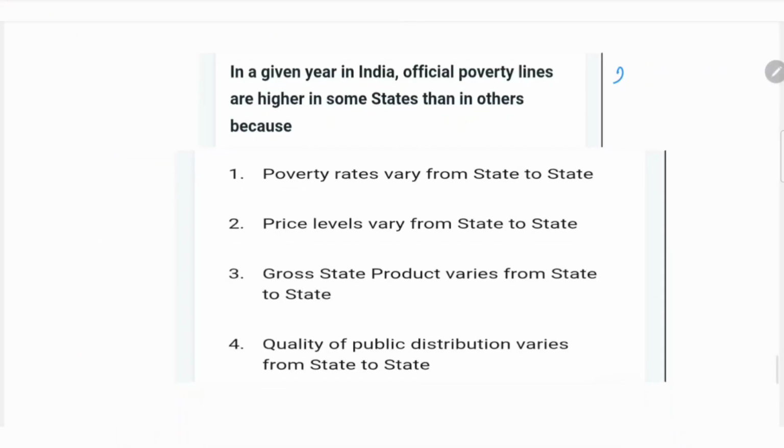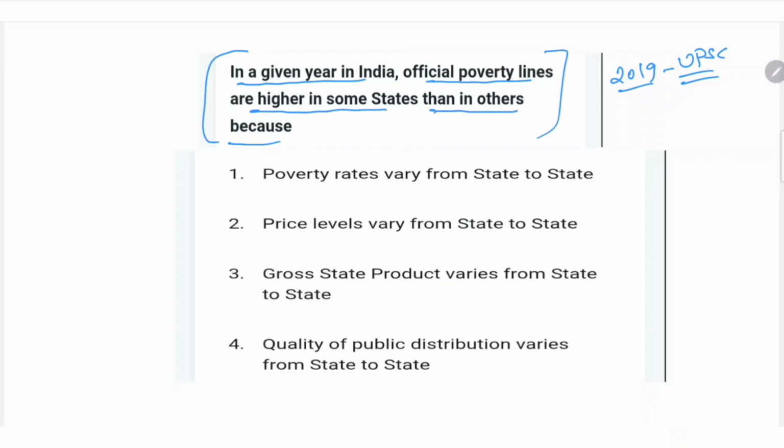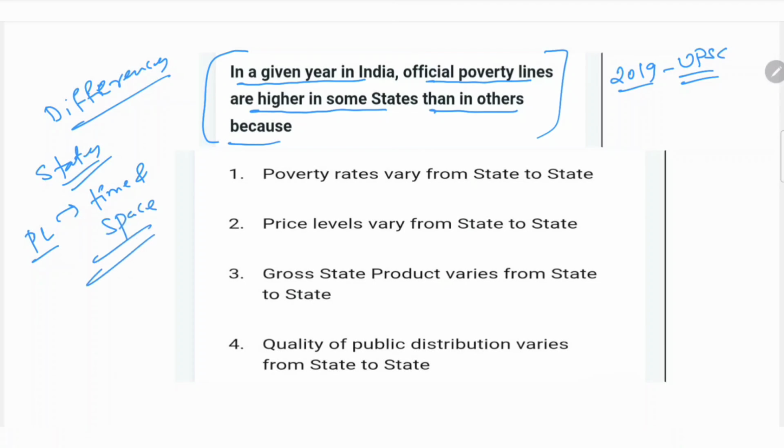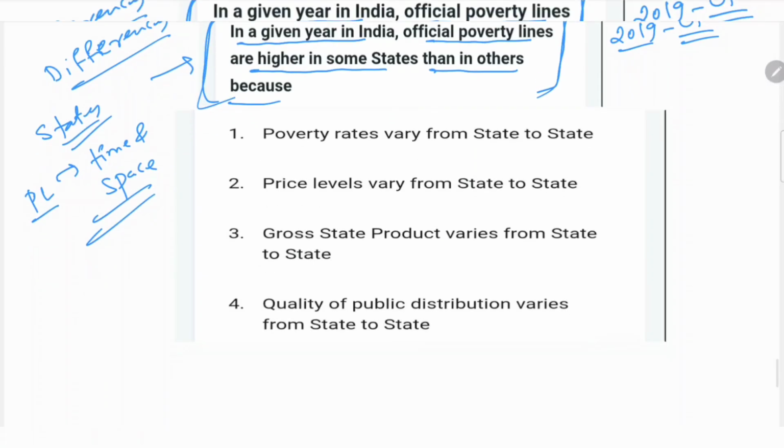This is a 2019 UPSC prelims question. In a given year in India, official poverty lines are higher in some states than in others because... What he is asking here is, there are differences in the official poverty estimations within India across states. In the beginning I told you that the poverty line or the poverty estimation differs across time and space. It is not uniform. So now they are asking why there is a variation of poverty lines among the states. So look at the options.